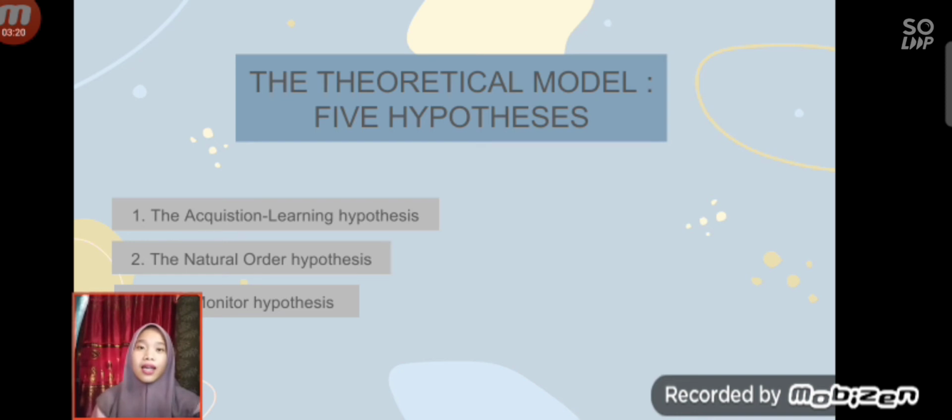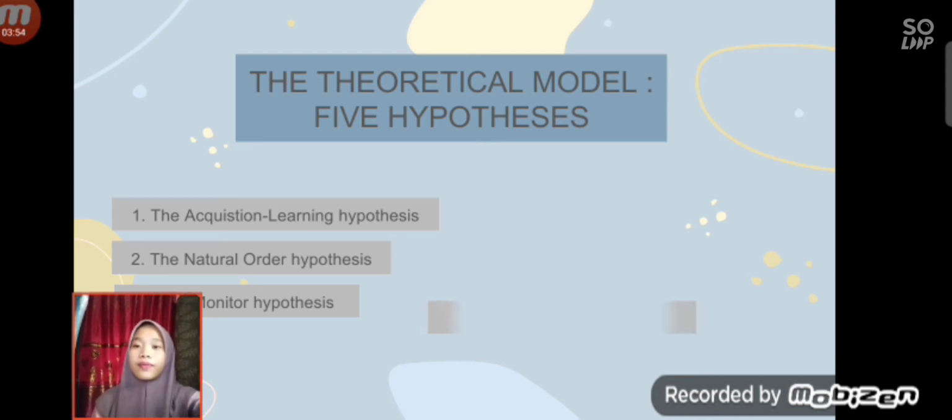The monitor acts in a planning, editing, and correcting function when specific conditions are met. Namely, the second language learner has sufficient time at their disposal, they focus on form or think about correctness, and they know the rule.